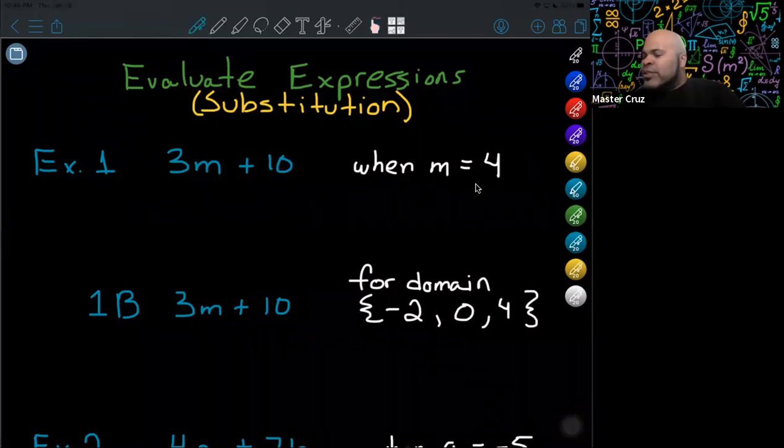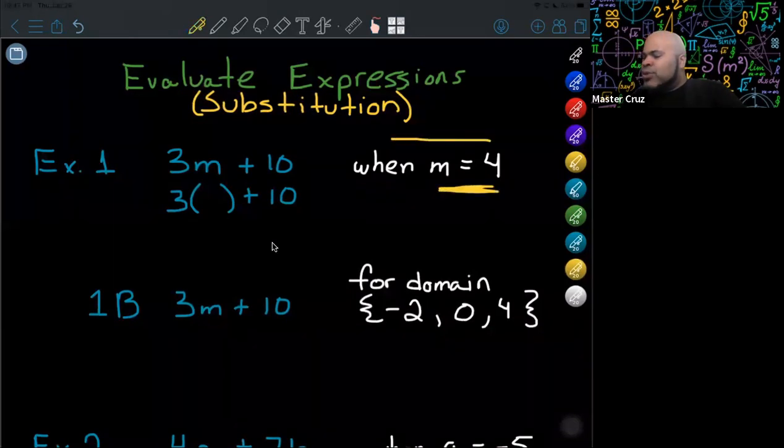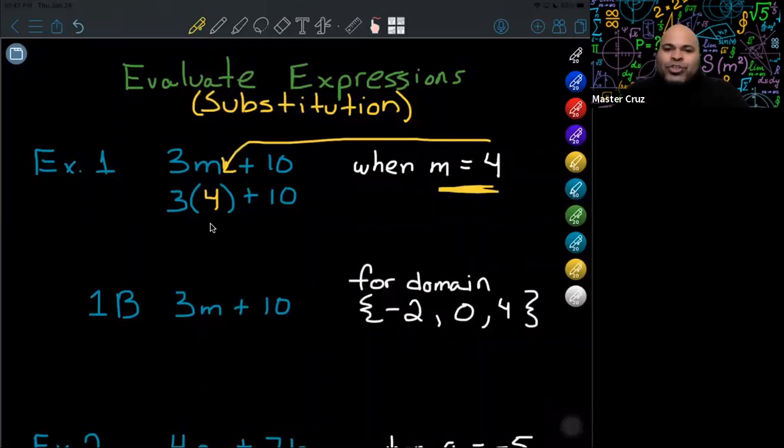So what I'm going to do is rewrite the problem, right? But instead of writing an m, I'm going to open a parentheses plus 10. Wherever I see variables, I'm going to open parentheses. That's always my first step. And because I know that m equals 4, I'm going to rewrite in that parentheses the value of m, which is 4. That's called evaluating an expression or substituting m for 4, because that's what m equals. And that's it. That's this step.